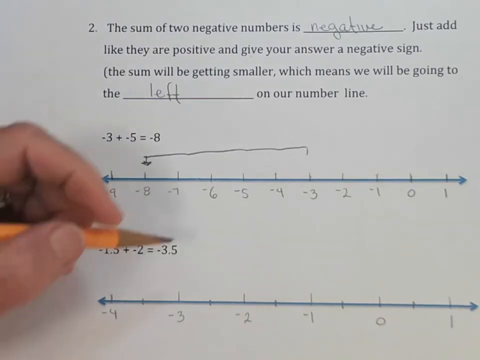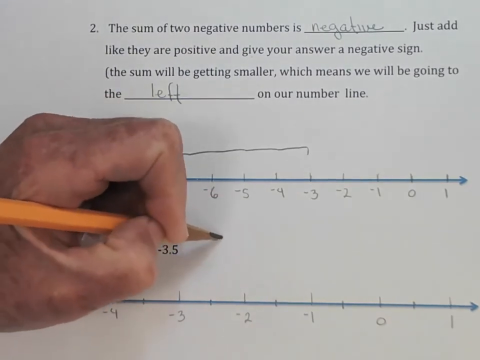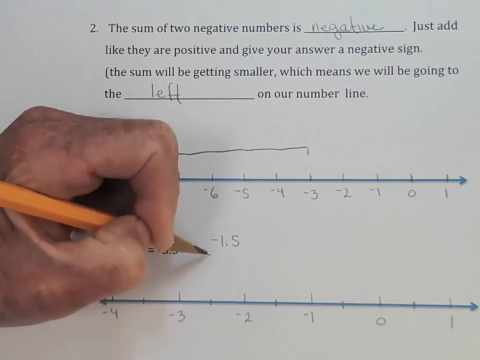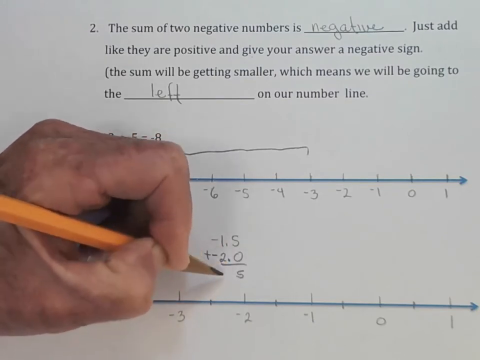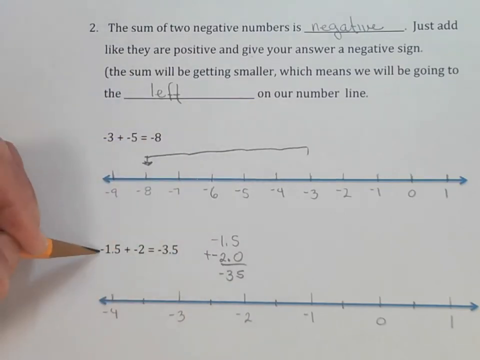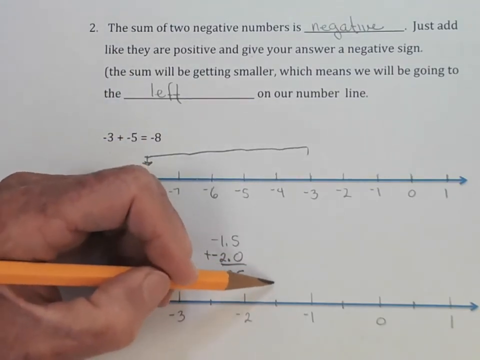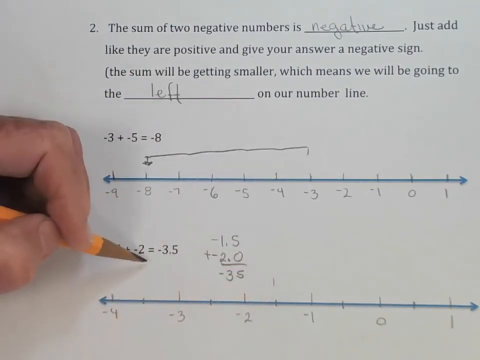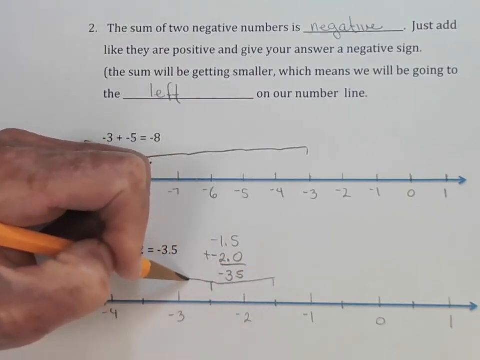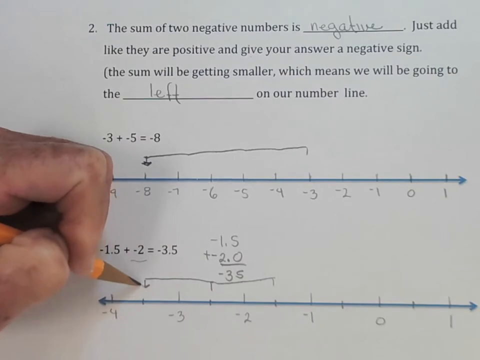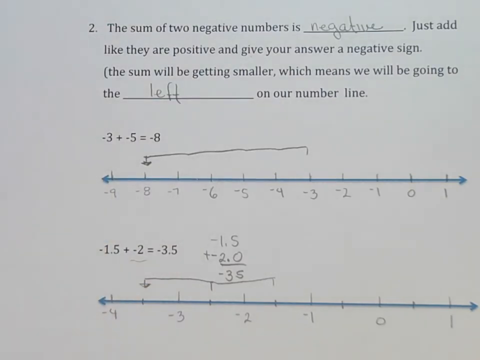Same thing for decimals, and don't forget when you're doing your decimals that you have to line up your decimal points. So this time we start at -1.5. We're going to go 2 units to the left because it's negative. That would be 1 unit. Here's 2 units, and we end up at -3.5.